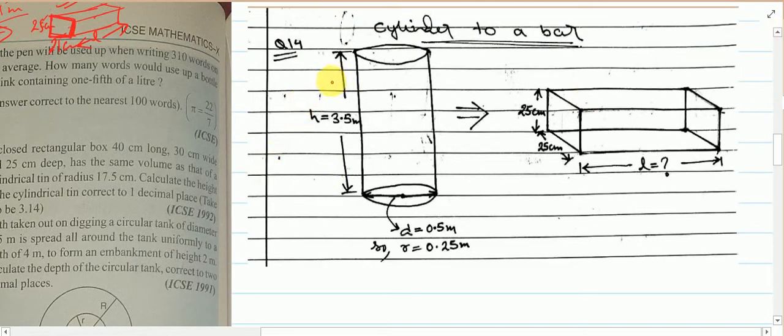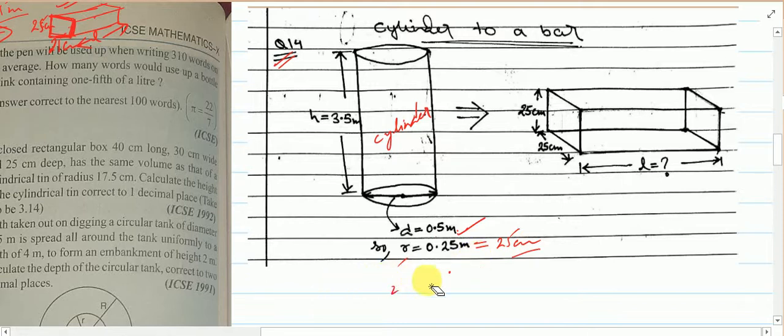So here, question number 14, this is your cylinder whose diameter is given as 0.5 meter. If the diameter is 0.5 meter, then the radius will be half of this. So r will be 0.5 meter divided by 2, so you will get 0.25 meter. If you want to change this into centimeter, you multiply by 100, so this will become 25 centimeter.